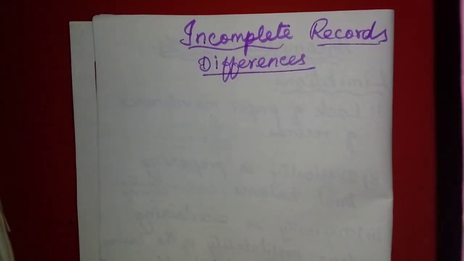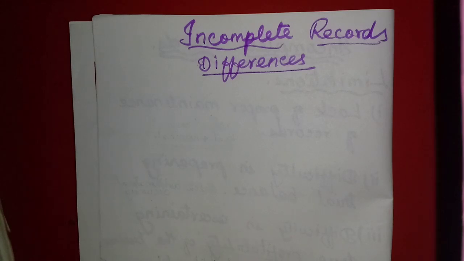In incomplete records, we know they maintain only some books, especially the cash account and the personal accounts of debtors and creditors, isn't it? And they do not follow accounting principles and policies, the concepts and conventions. So we can call it an unsystematic or unscientific way of recording transactions in the books of accounts, because they never follow the double entry system of bookkeeping. So we can call this the single entry system, or incomplete records, as our lesson's topic.